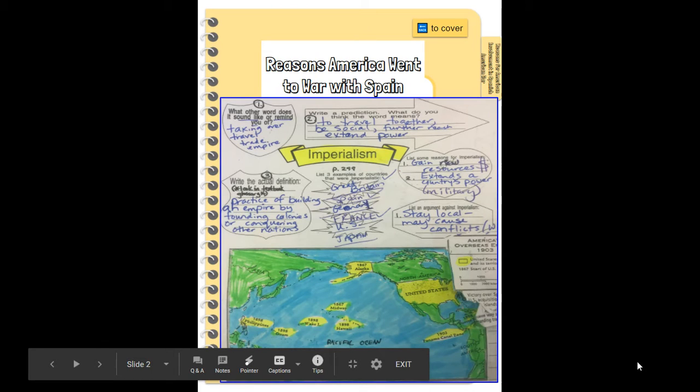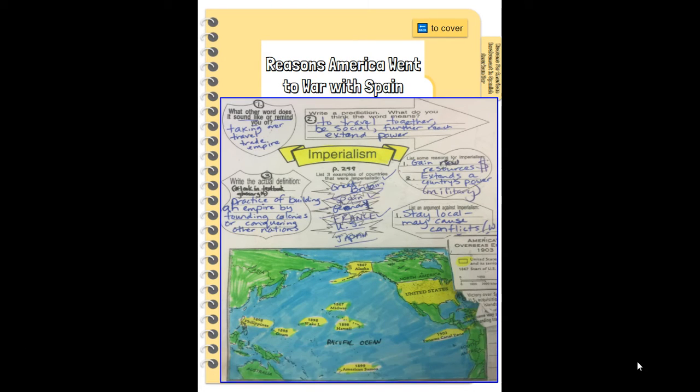Hello, class. I want to introduce a further background reason why the U.S. would have gone to war with Spain. As we take a look at the theory of imperialism and what that involves, we have to think about what it reminds you of.